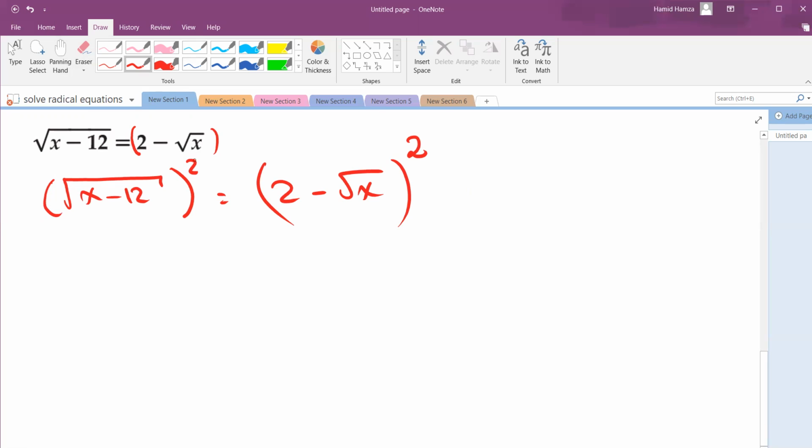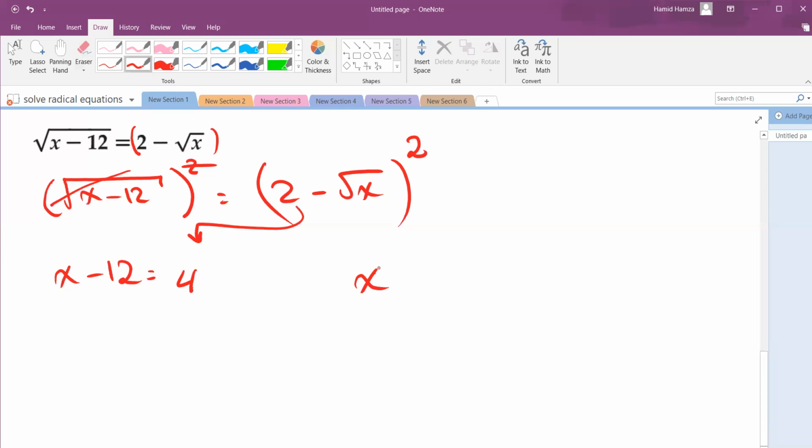Then we'll expand the bracket. So root and power 2 will eliminate each other. So the remaining on the left-hand side will be x minus 12. Here we'll expand this bracket like we studied. Multiply the first by itself, so it will be 4. Multiply the root by itself, so you will remove the root. So the answer will be x.